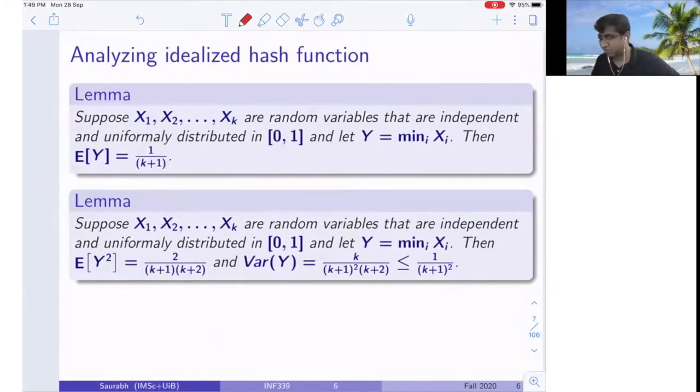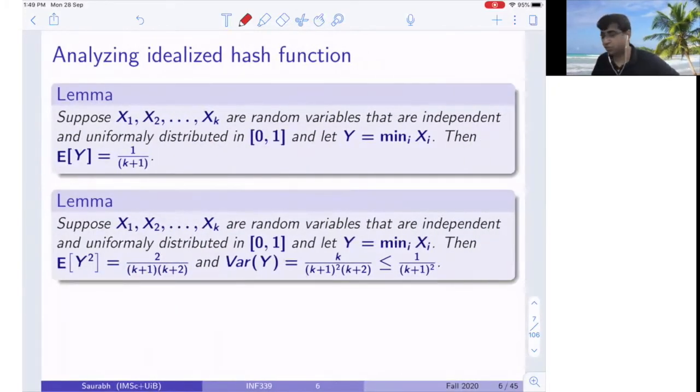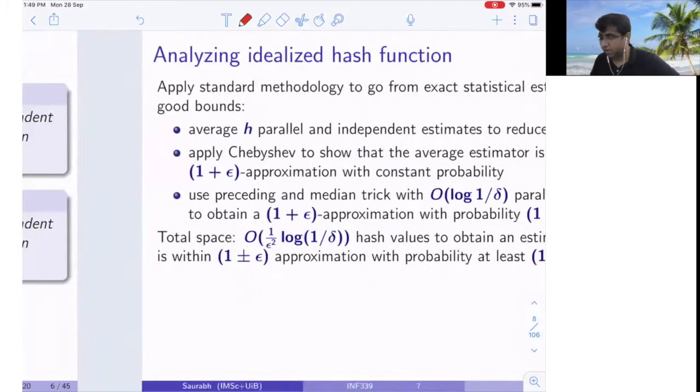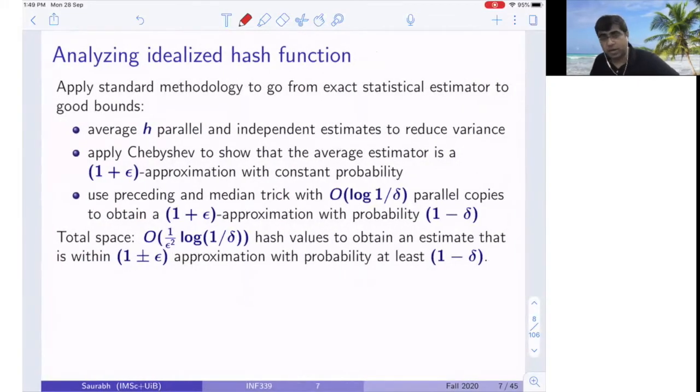Then we did some variance calculation, and we showed that if we do parallel independent estimates to reduce the variance, and then apply Chebyshev, the average estimator is a 1 plus epsilon approximation with constant probability. Then we applied the median trick with log 1 over delta parallel copies to get a 1 plus epsilon approximation with probability 1 minus delta. So the total space was roughly 1 over epsilon squared times log 1 over delta hash values.